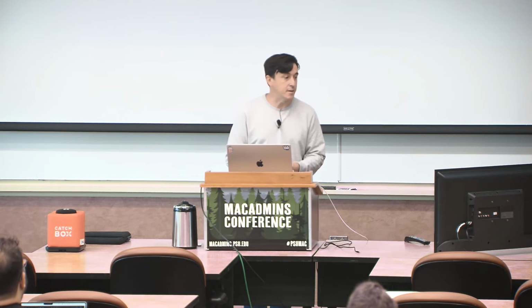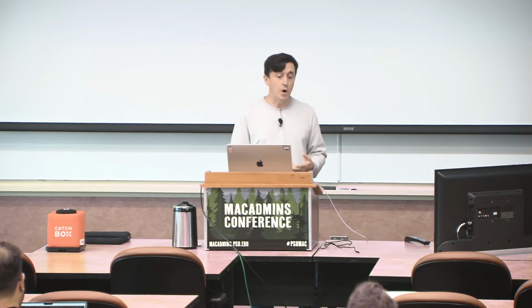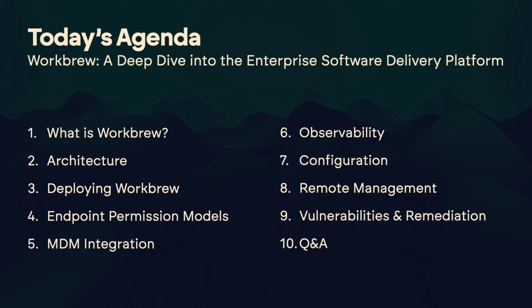So the agenda. First, what is Workbrew? Then we'll talk about architecture. I'll walk you through a deployment, how you can deploy Workbrew to your fleet. We'll talk through a few different endpoint permission models, ways that you can set up access on your endpoints with Brew, depending on your organization's preferences. MDM integration, how it works with your existing MDM tool, observability, configuration, remote management, and then we'll go through some vulnerability remediation, how you can find vulnerabilities and fix them, and then we'll have time for Q&A. I'd also just like to add that throughout the conversation, please feel free at the end of each of these sections to ask questions if you have them, rather than saving them all up to the end. There's no need to save them to the end.